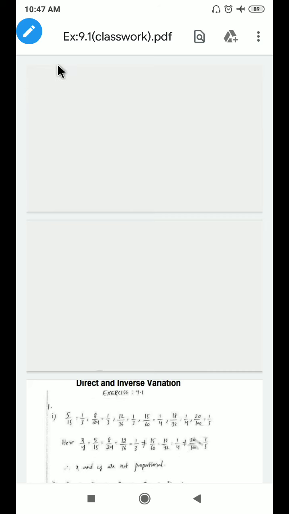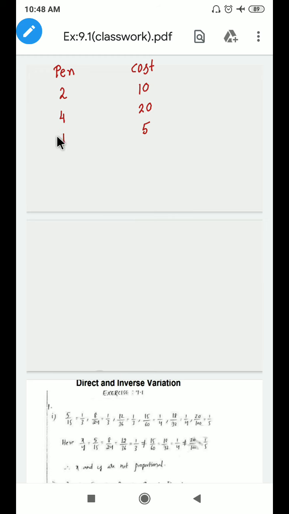Suppose 2 pens cost, this is the number of pens, and this is the pen cost. Suppose the cost of 2 pens is 10 rupees. Then what will be the cost of 4 pens? Obviously you can say that the cost of 4 pens is 20 rupees, and the cost of 1 pen is 5 rupees. Look here, when the number of pens increases, the cost also increases.